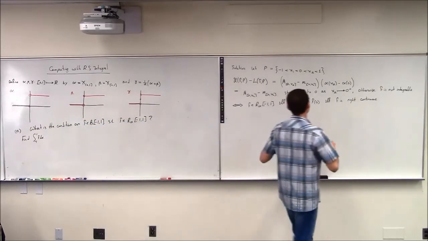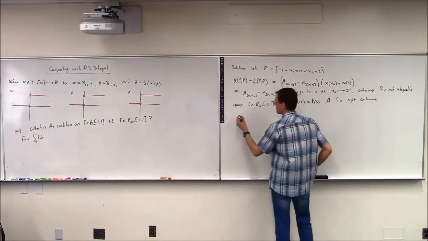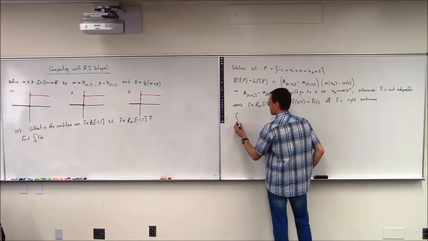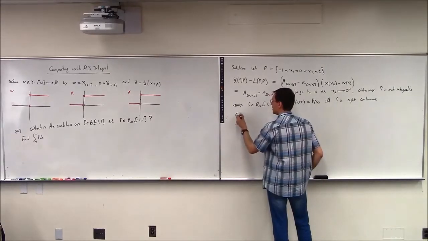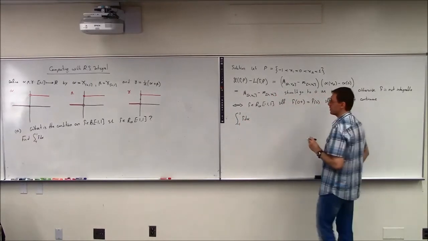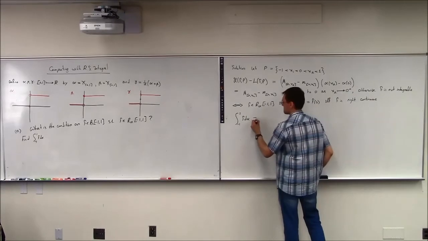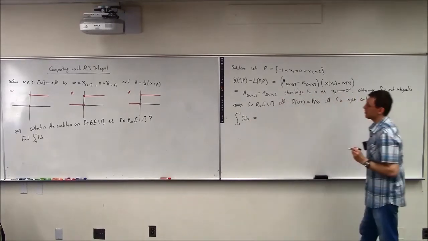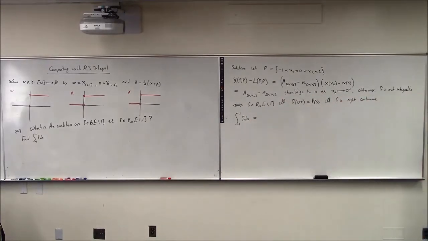So f is right, continue. So then what's the integral from minus 1 to 1 of f d alpha? Can you see what it is? No, it's not 1. F is not necessarily 1. F from 0 to 1. From 0 to x2. Yes, it is. I mean, I can eliminate minus 1.